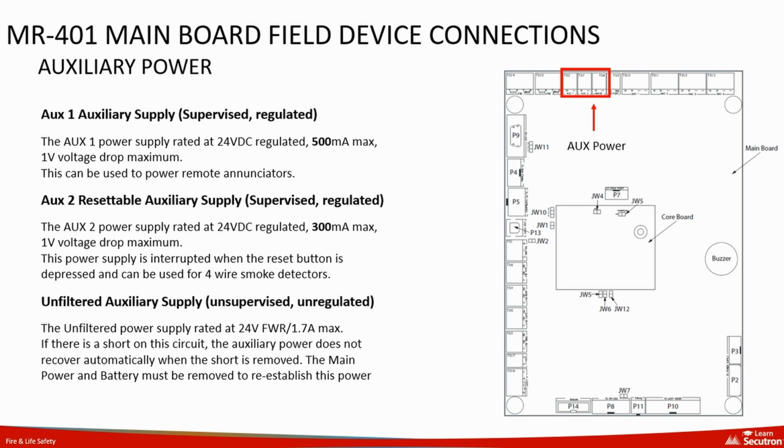Lastly, there is an unsupervised and regulated auxiliary supply offering 24 volts FWR at 1.7 amps maximum. It's important to note that if a short occurs on this circuit, the power will not automatically recover once the short is removed. Power and battery must be disconnected and reconnected to re-establish this auxiliary power circuit.